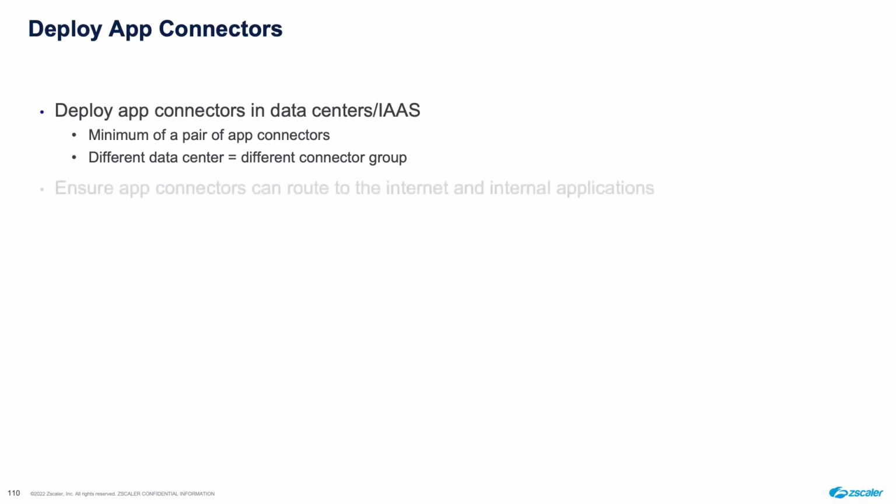Now, we also need to ensure that the app connectors can resolve and route to the internet and your internal applications themselves. So it's imperative that your firewalls and policies ensure that the necessary connectivity is actually allowed, that it's established that way.